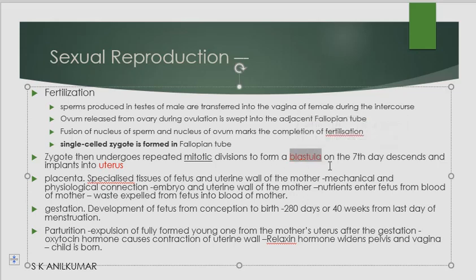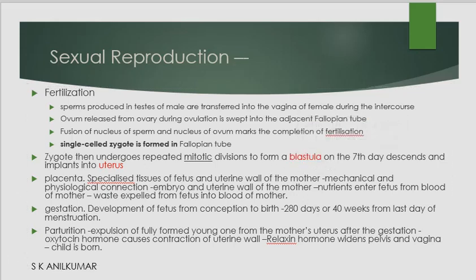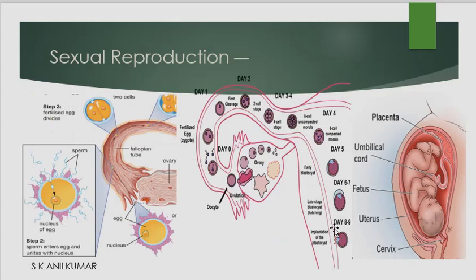Once it becomes a blastula, on day 8, it gets embedded into the uterus. Inside the uterus, you have a uterine wall, and then you have a placenta. A tubular structure that connects the child to the mother. This is also called the umbilical cord on the end nearer to the child.